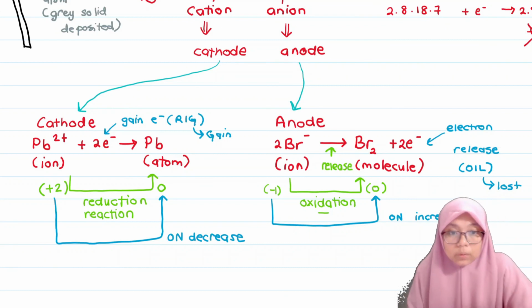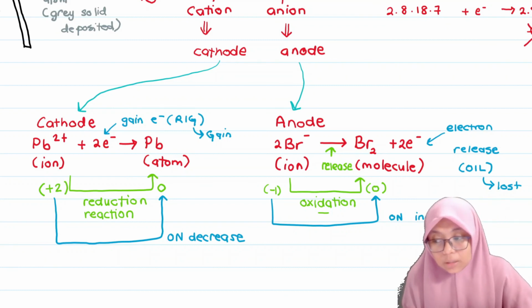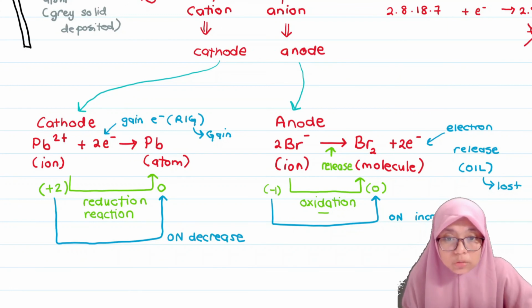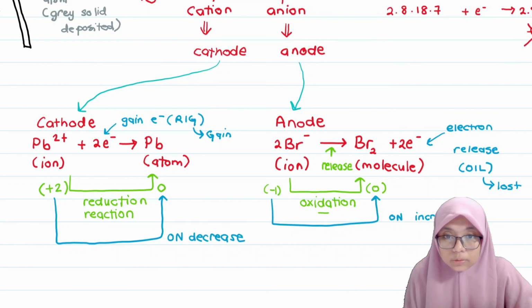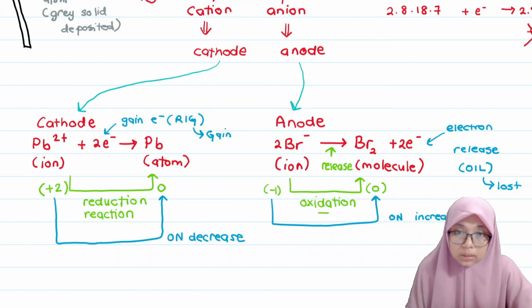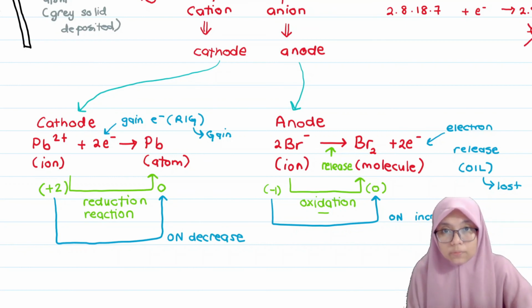In the next video, I will explain about the electrolytic cell for an aqueous solution. There will be 3 factors that affect the ion that will be discharged at the cathode and the anode. So we'll discuss in the next video.